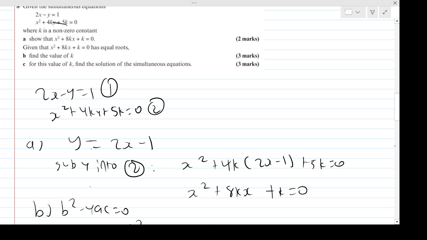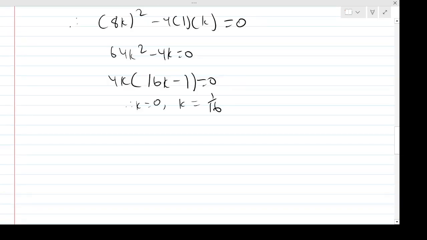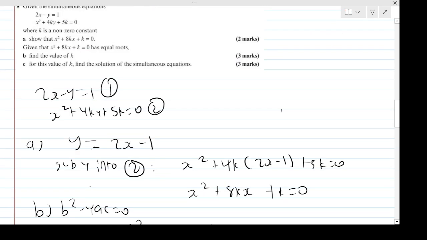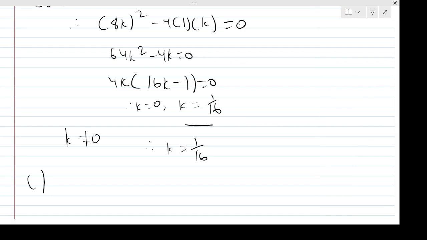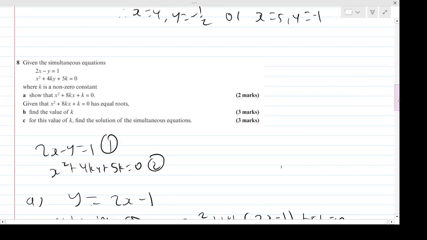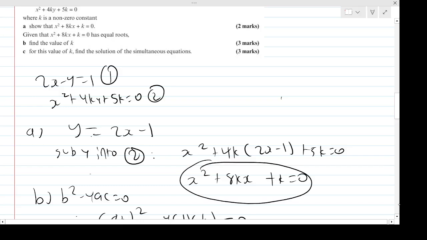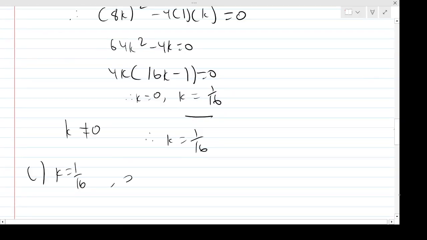But I'm told that k is a non-zero constant, so k is not equal to 0, which therefore means k can only be a 16th. Then for part C, we are told for this value of k, find the solution to the simultaneous equations. So substituting k is a 16th into my quadratic for x here, I'd get x squared add a half x add a 16th equals 0.